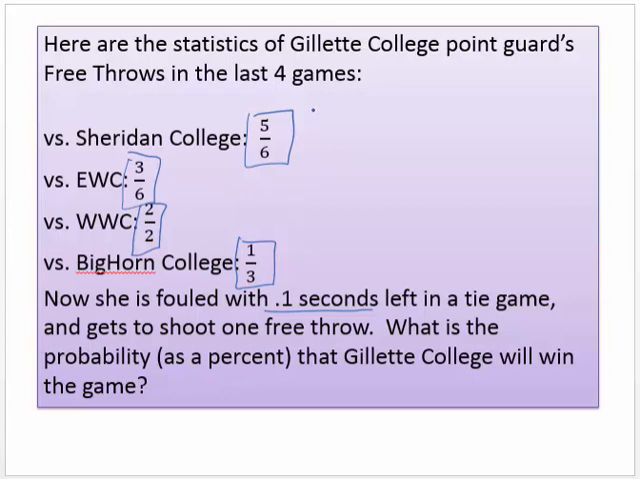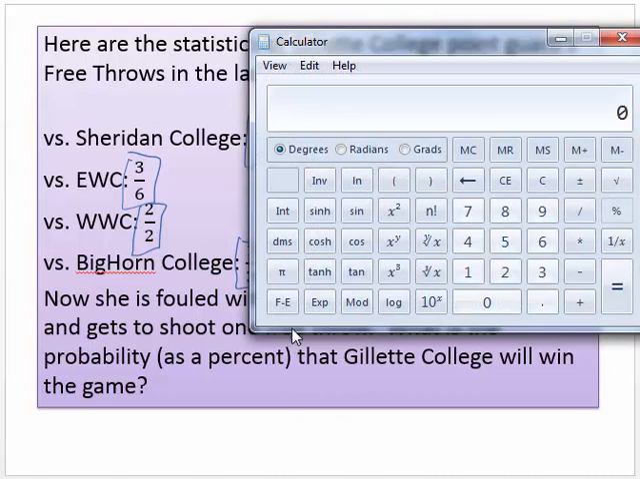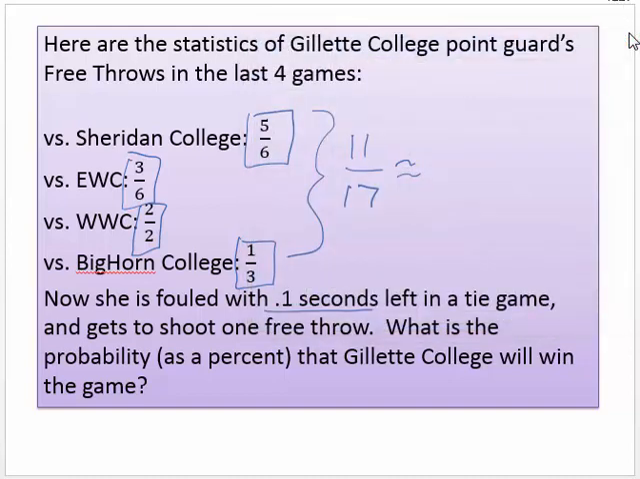Well, let's go back and look at what's happened in the past. If we total this up, she's made 11 out of 12, 14, 17. 11 out of 17, and we said as a percent, so we're going to go down to the calculator here. We'll take 11 divided by 17, and that gives us 64.7%. 0.647 is 64.7%. So that's an example of empirical or experimental probability.